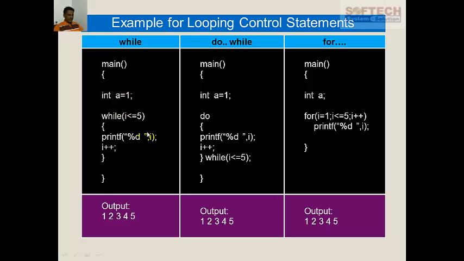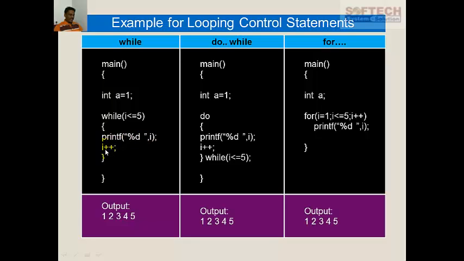The condition is true. It will display 1. It increments by 1, so now the new value of i is 2. 2 is less than or equal to 5, the condition is true, and it will display 2. It adds 1, the new value of i is 3, and it will display 3. Then it increases by 1, the new value is 4. 4 is less than or equal to 5, the condition is true, and it displays 4. Then it changes to 5. 5 is less than or equal to 5, the condition is true, and it will display 5.